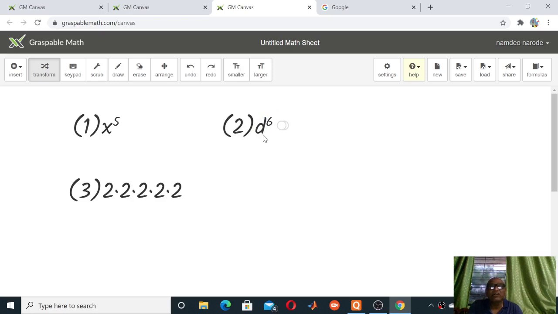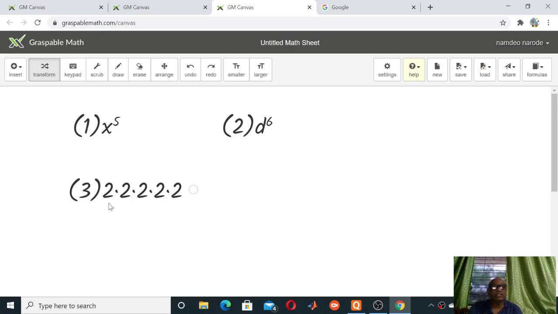Here d is called as the base and 6 is called as the index or power. Here in first example x is called as the base and 5 is called as the index or power of the x. Now see in third example.